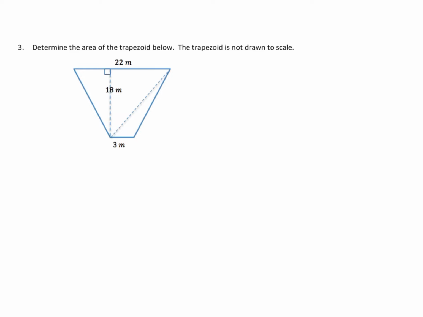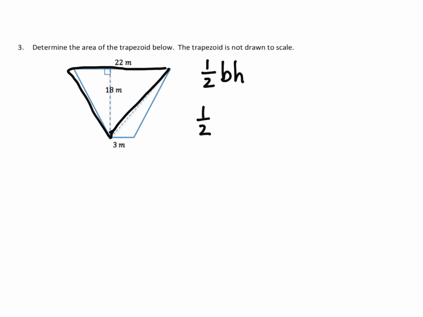Area of the trapezoid below. The trapezoid is not drawn to scale, meaning these dimensions are not scaled up like it would be if those were really meters. So we have two triangles. Remember, the formula for the area of the triangle is half the base times the height.